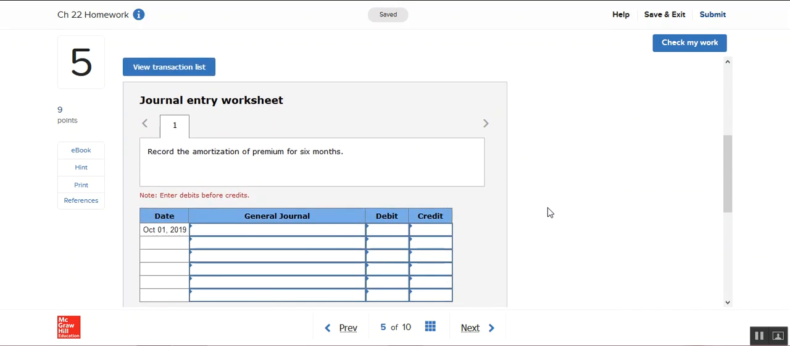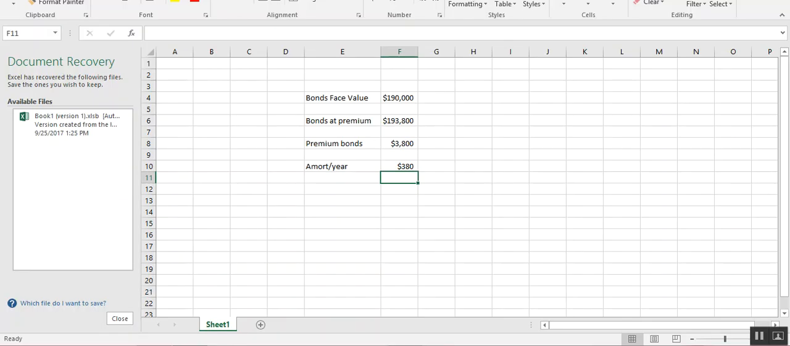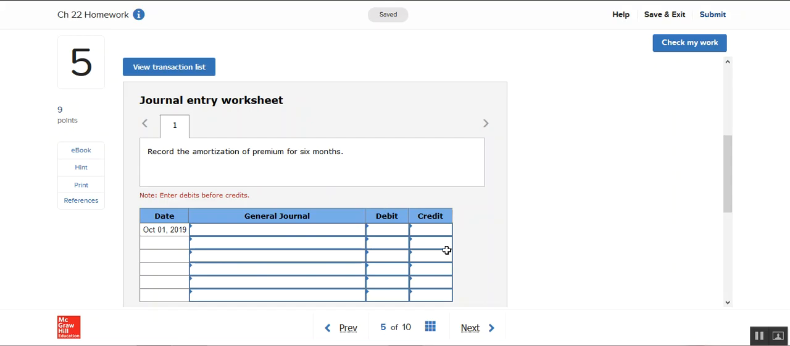So we're recording the amortization. When we recorded the premium, we would have credited premium for the full amount, which was $3,800. So when we sold those, we would have credited the premium on bonds payable for $3,800.